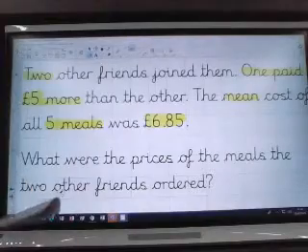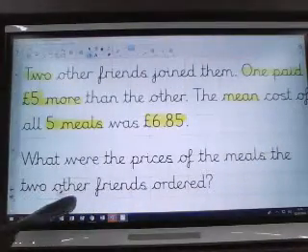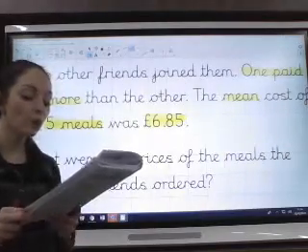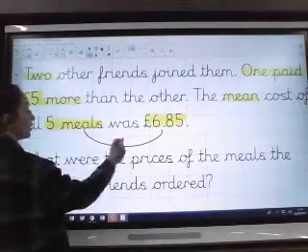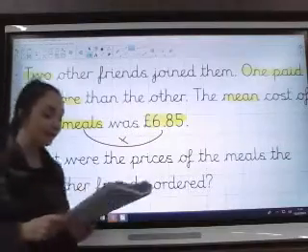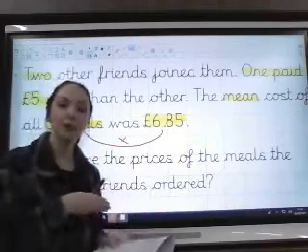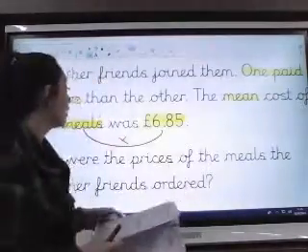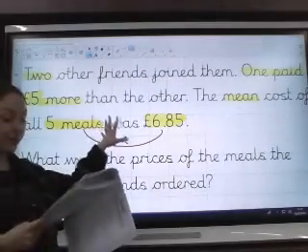The next one then, your last one, says 2 other friends joined them. One paid £5 more than the other. The mean cost of all 5 meals was £6.85. So that's your first job, is multiply that. Okay, you multiply £6.85 by 5, then that will give you how much it was before it was divided. Okay, that tells you what all 5 meals have got to add up to. Okay, once you've got that, then you then need to do your answer for that.